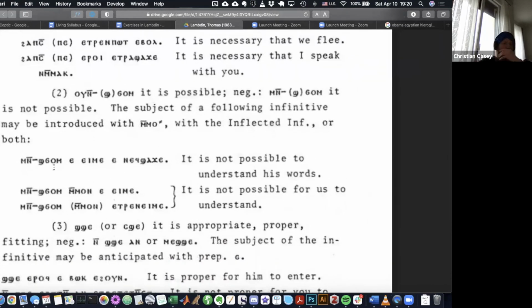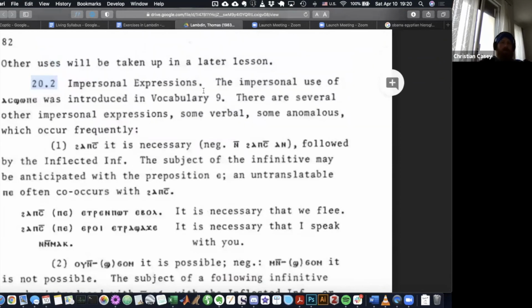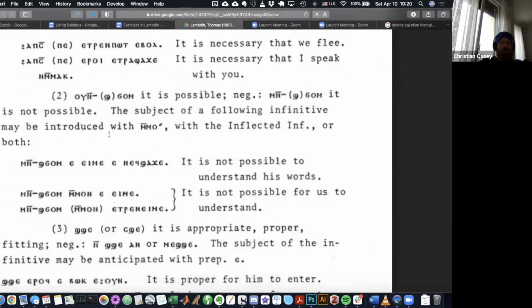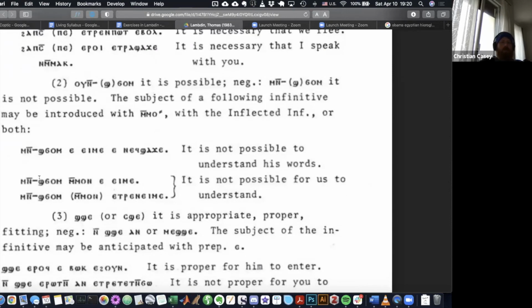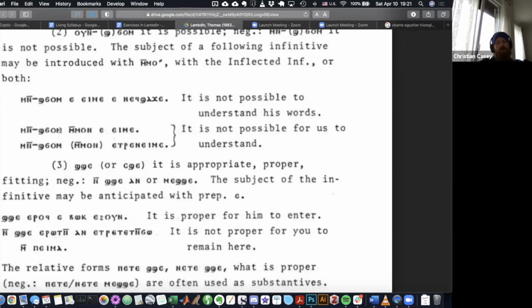And then you have other constructions that are also, what is it called? Impersonal, these other impersonal expressions. So men chom is a normal way of saying it is possible, and mon chom, it is not possible. But this is also the way that Coptic expresses ability a lot of the time. So men chom and mon at imi is like, we can't know. There is no ability for us to know.